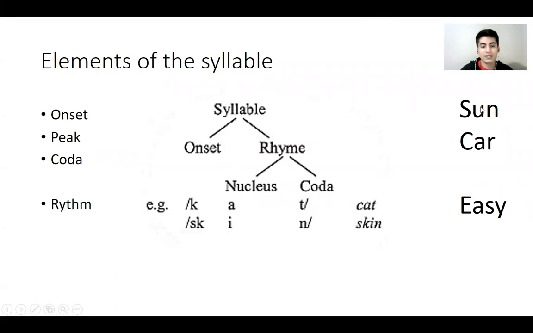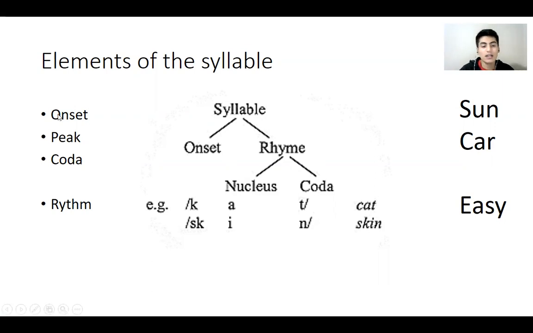So first, what are the elements of the syllable? Well, in the syllable, as you can see in this mind map, we have at least 4 things: the onset, the peak or nucleus, the coda, and the rhythm or rhyme. In a syllable, we have to understand that the peak or nucleus is the most important part of the syllable. There cannot be a syllable without a nucleus.